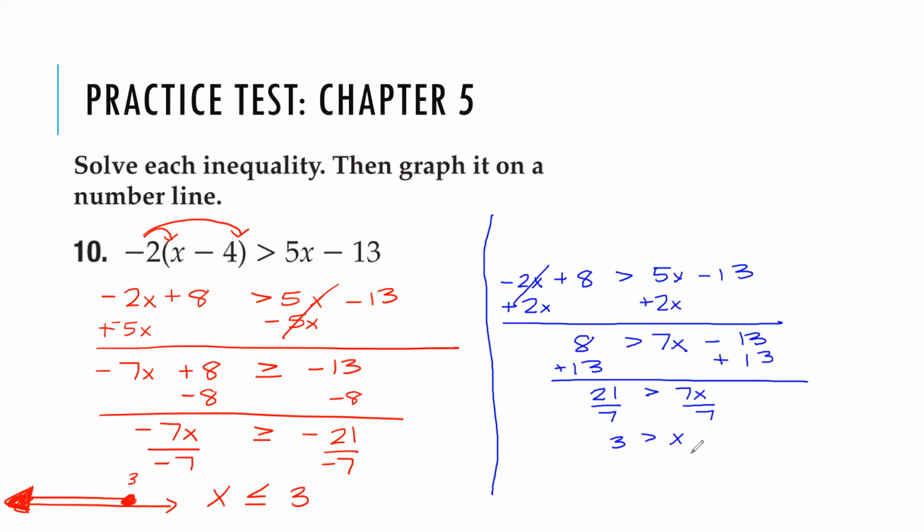So when I rewrite this with my variable on the left, I flip that inequality. So x is less than or, oh, I'm sorry, this was supposed to be greater than, not greater than or equal to. Okay, I'll fix that. And then x is less than 3. So I have an open circle at 3, and everything to the left is still going to be shaded. Okay, so sorry about that here.